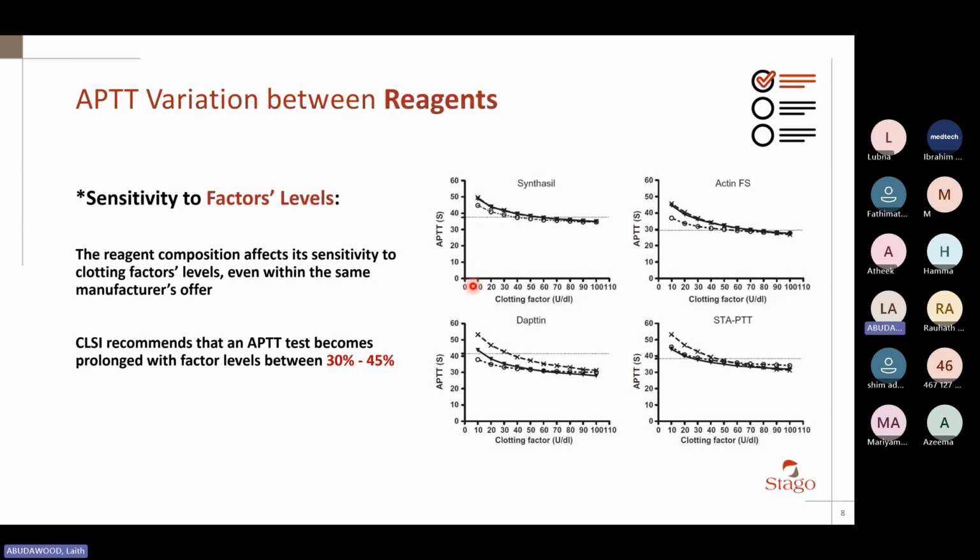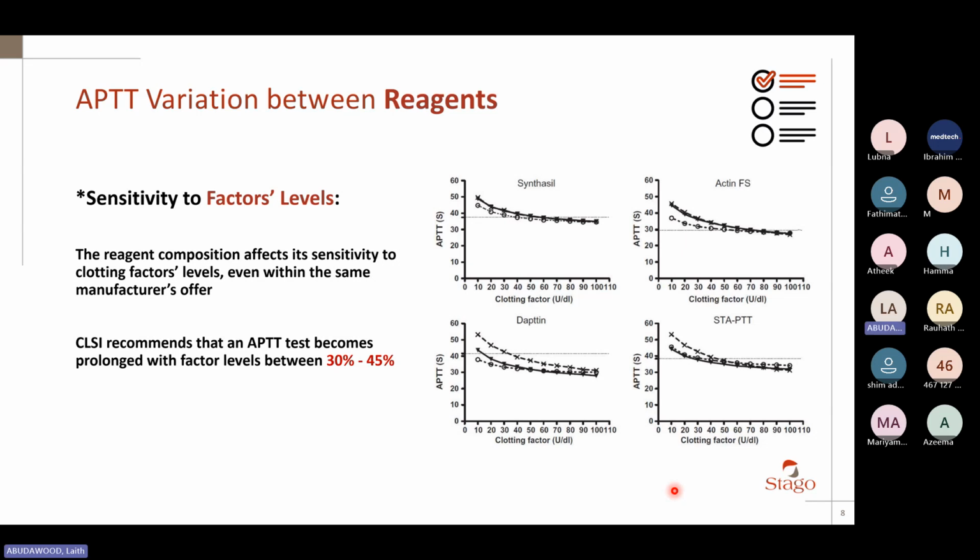So, as you can see, I will not speak about the graphs much, but they're just there to convey the idea if you want to dig a little deeper. As I mentioned to you, the reagent composition affects the sensitivity of the reagent to the factor deficiency, even within the same manufacturer, as I mentioned, PTT Automate and CKPrest.